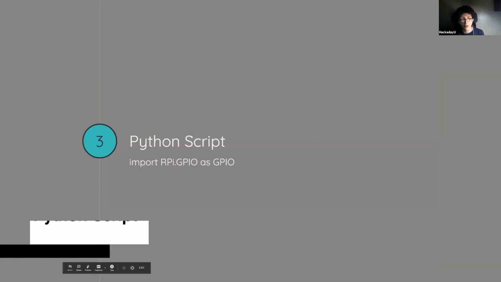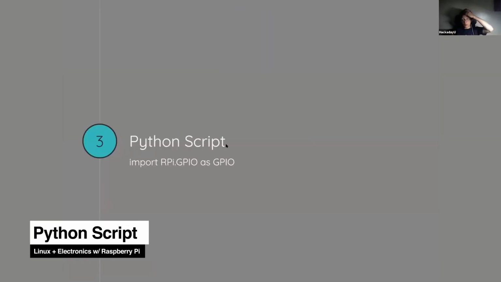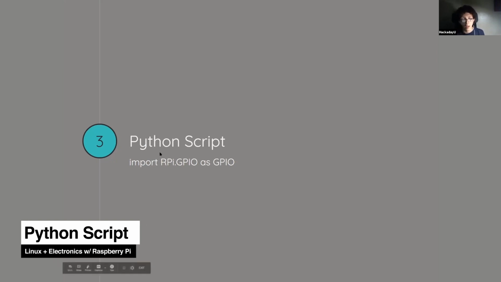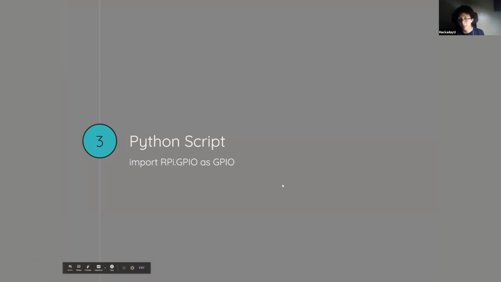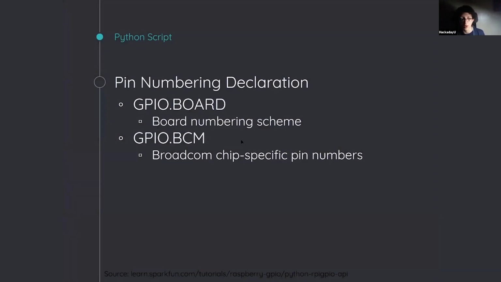Okay, so Python script. We're going to see a little bonus for this Python script. This and the other subjects are going to be bonus because we're going to see this in more depth in the next class. But for the Python script, we're going to see how to make a simple Python script on Raspberry Pi to control the GPIO.